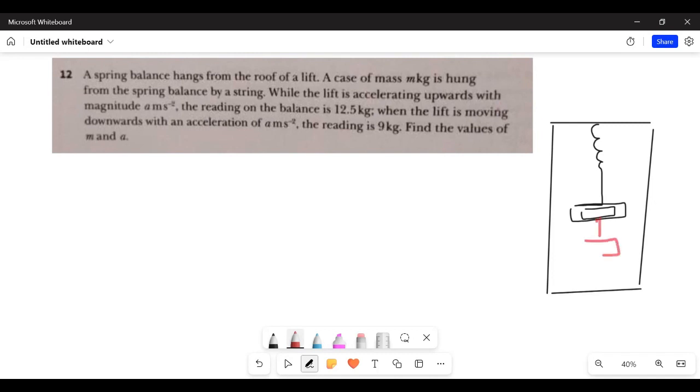And a mass is hanging from it. Okay, so the spring balance is then something else. When the lift is accelerating upwards with magnitude a meters per second, the reading on the balance is 12.5. When the lift is moving downwards with an acceleration of a, the reading is 9 kg. Find the values of m and a.